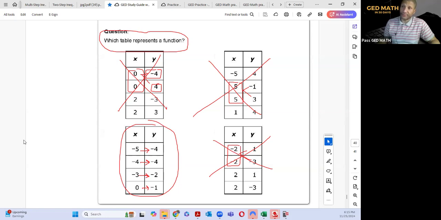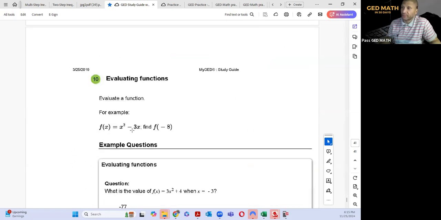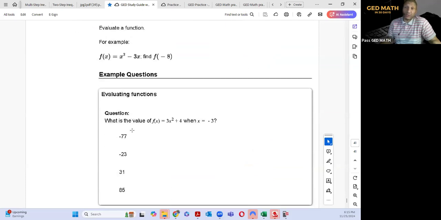Easy problem. Now, the second thing you have to do with functions, evaluate it. It's just substituting. We have to evaluate a function. It's just substitution. So it just shows you a different way. So f of x, this is how you read that, f of x is equal to x squared minus 3/8. Find f when x is minus 8.